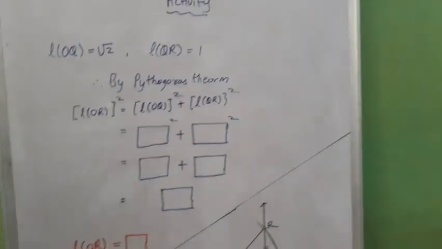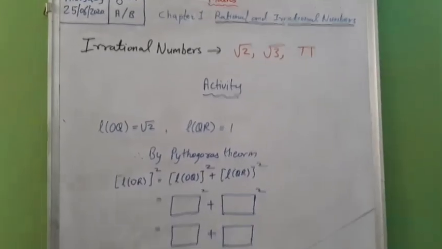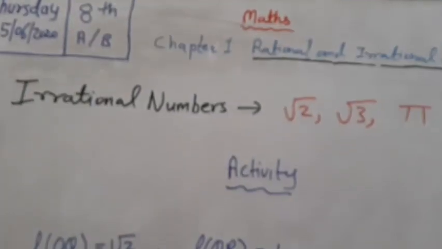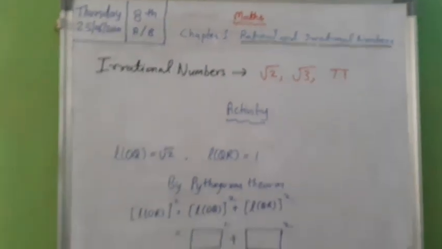Children, you know what a rational number is? An integer or a fraction is known as a rational number. A number which cannot be expressed in the form of a recurring decimal is called an irrational number. Do you know what a recurring decimal is?